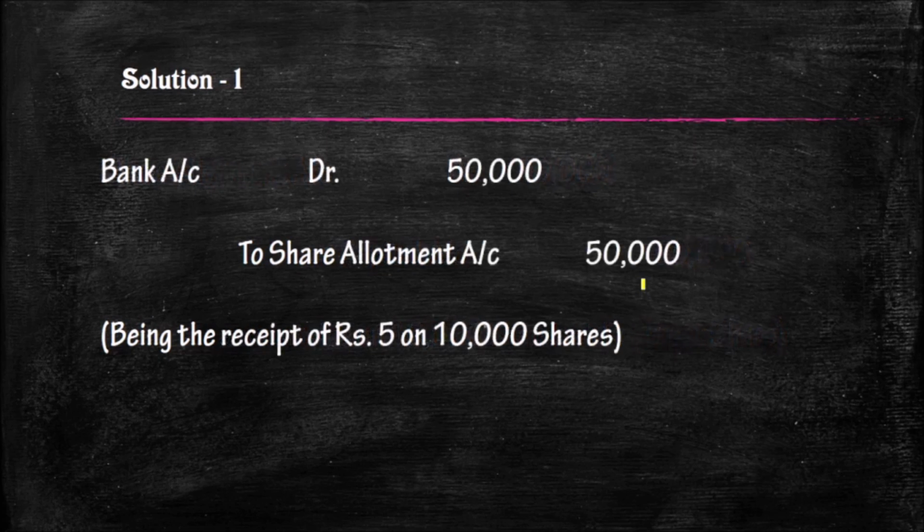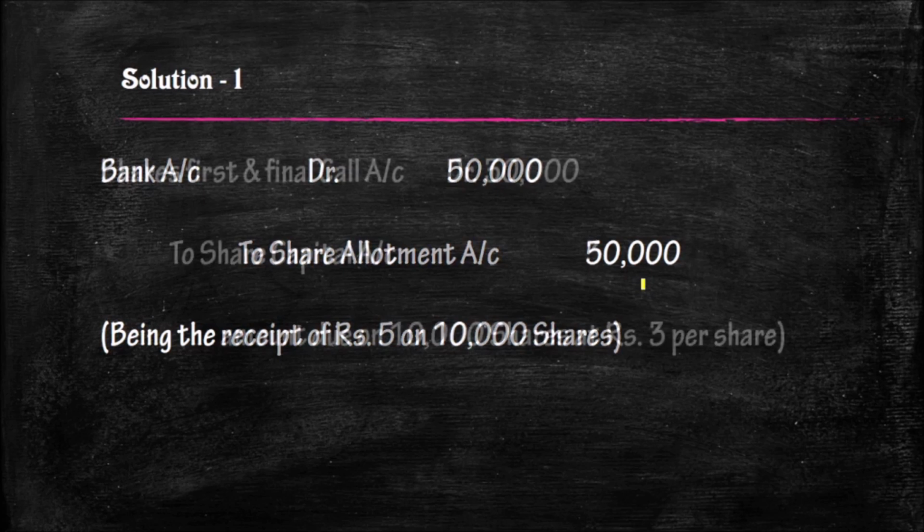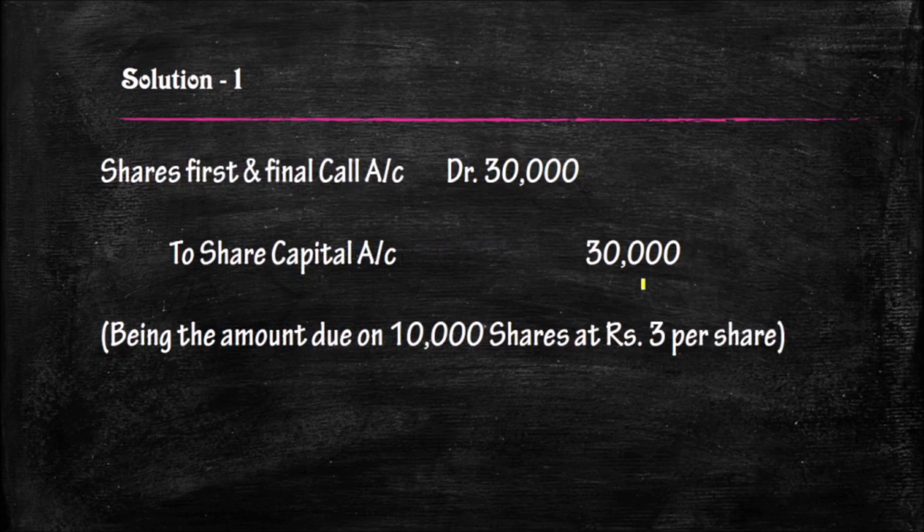And the fourth entry will be the amount of allotment received through bank: bank account debtor to share allotment. When the applicant and the public give the money, we have to write like that: bank account debtor to share allotment 50,000. And the remaining amount will be collected through calls. Remaining amount is what? 10,000 into 3. So share first and final call account debtor 30,000 to share capital 30,000.